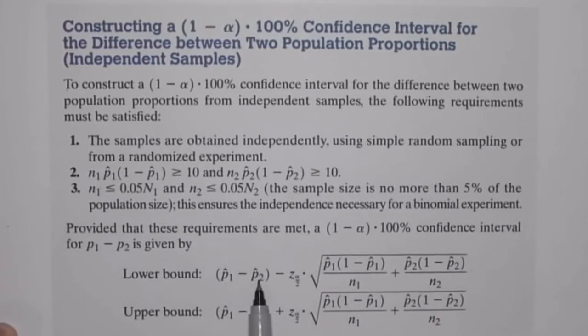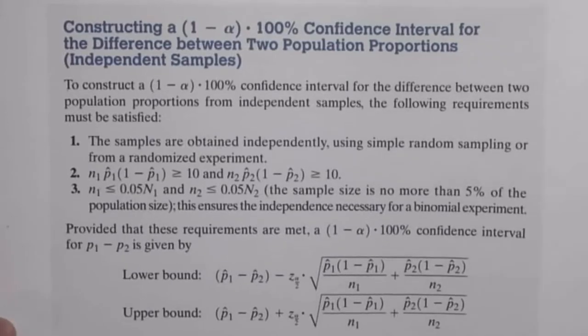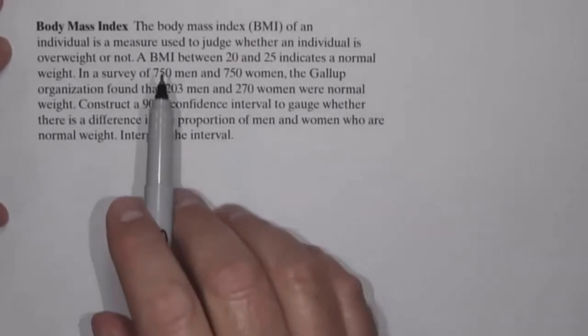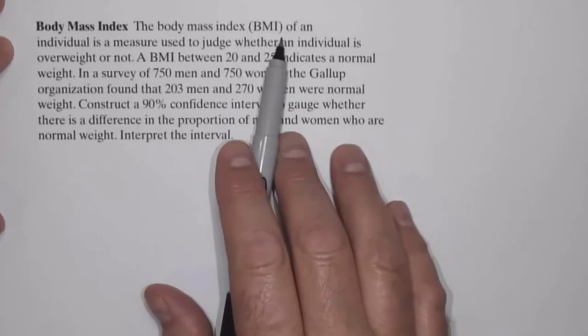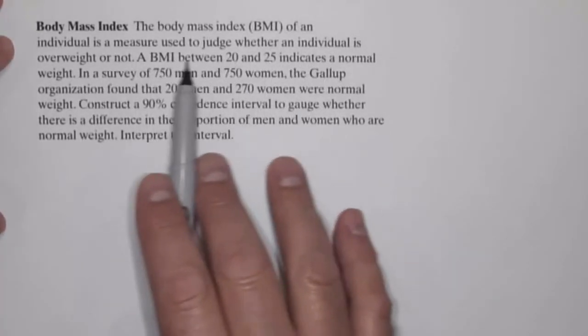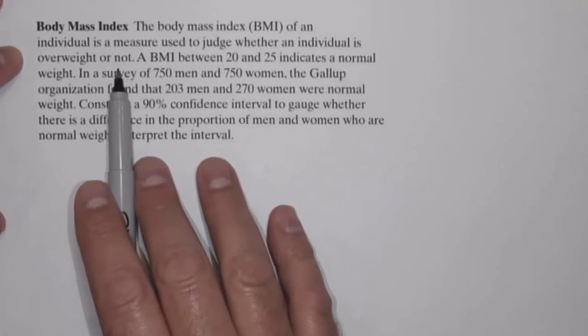So we're going to find the difference between the 2 point estimates, and we're going to subtract the margin of error, and we're going to take the difference between the 2 point estimates plus the margin of error. So let's take a look at an example. Body mass index. The body mass index, or BMI, of an individual is a measure used to judge whether an individual is overweight or not.